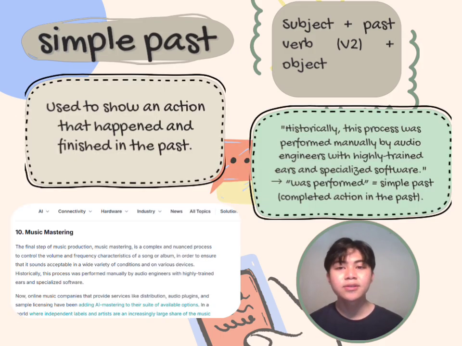All right, everyone. So let's move on to the simple past. Allow me to explain what simple past is. Simple past is used to show actions that happened and finished in the past. The formula for simple past is subject plus past verb plus object.